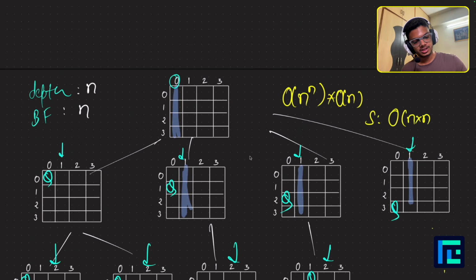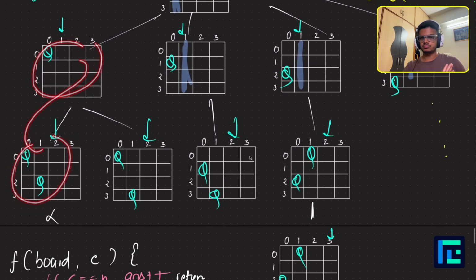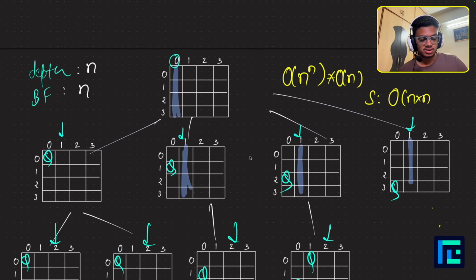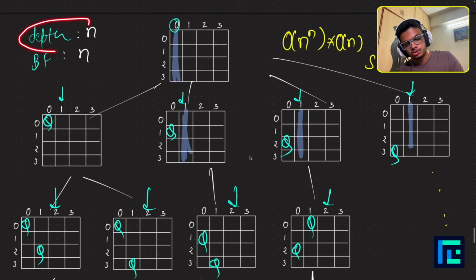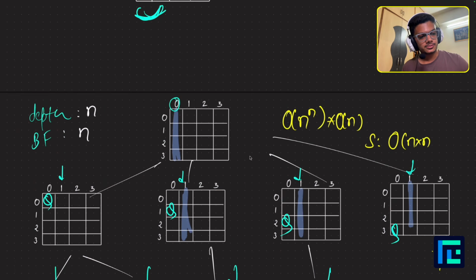And what we are doing is effectively passing the same chessboard to each function call. So the space complexity is simply order of n into n, but there is one more space induced by the depth of the recursion tree, because this will call this, this will call this, and so on and so forth. So it can be as high as order of n. So space complexity is n into n for the chessboard plus order of n for the auxiliary stack. So that's about time and space complexity.